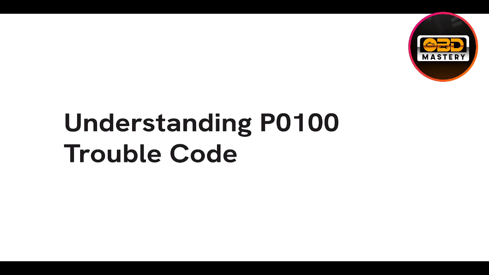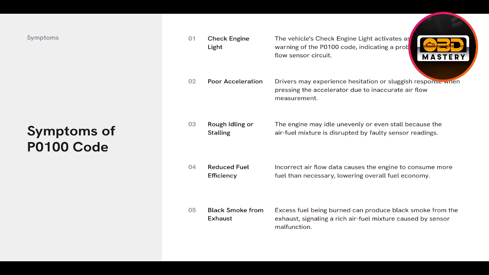Now in this video, we're going to be talking about the P0100 trouble code. Now the symptoms of the P0100 code. Now you're going to have a check engine light illumination on your dashboard. Now this is going to indicate a problem with the airflow sensor circuit.